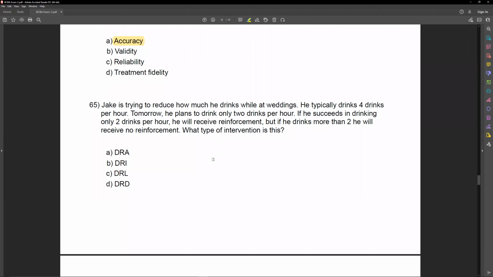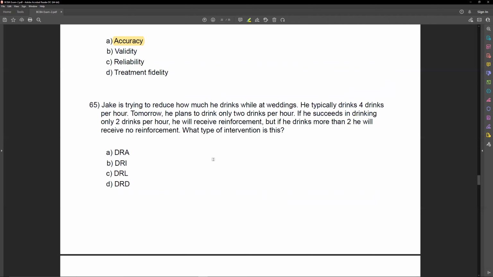65. Jake is trying to reduce how much he drinks while at weddings. He typically drinks 4 drinks per hour. Tomorrow, he plans to drink only 2 drinks per hour. If he succeeds in drinking only 2 drinks per hour, he will receive reinforcement. But if he drinks more than 2, he will receive no reinforcement. What type of intervention is this?